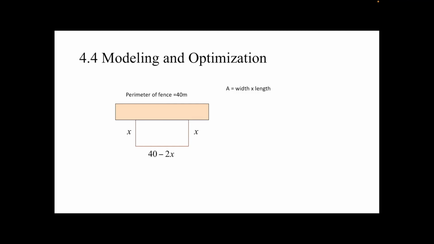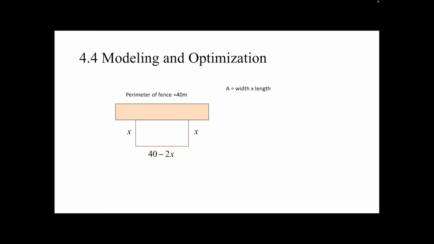Step 1 is to write an equation for the area of the shape you're looking for. You are looking for the area of a rectangle. Therefore, your area is equal to the width times the length. Now we want to write this equation where we only have one variable. I know that the perimeter of the fence is 40 meters. I'm going to call my width x, which means that my length will be 40 meters minus those two widths, so minus 2x.